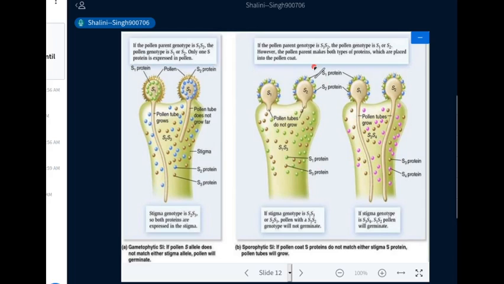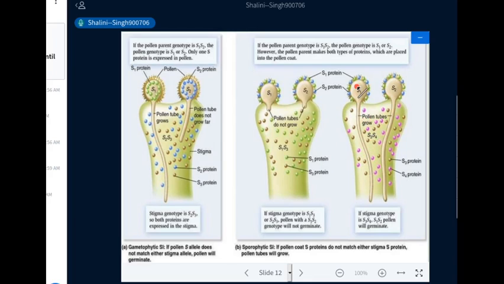There are two examples: the first female parent is S1, S3 and the second female parent is S3, S4. This stigma has two proteins, S1 and S3. This is S1 pollen and this is S2 pollen, but they will behave as S1 from their coat protein. As we see from the genetics, S1 is dominant over S2, so its coat protein will behave like S1. Its coat protein will also behave like S1. And since S1 protein is present in the stigma, neither of the pollen will germinate.